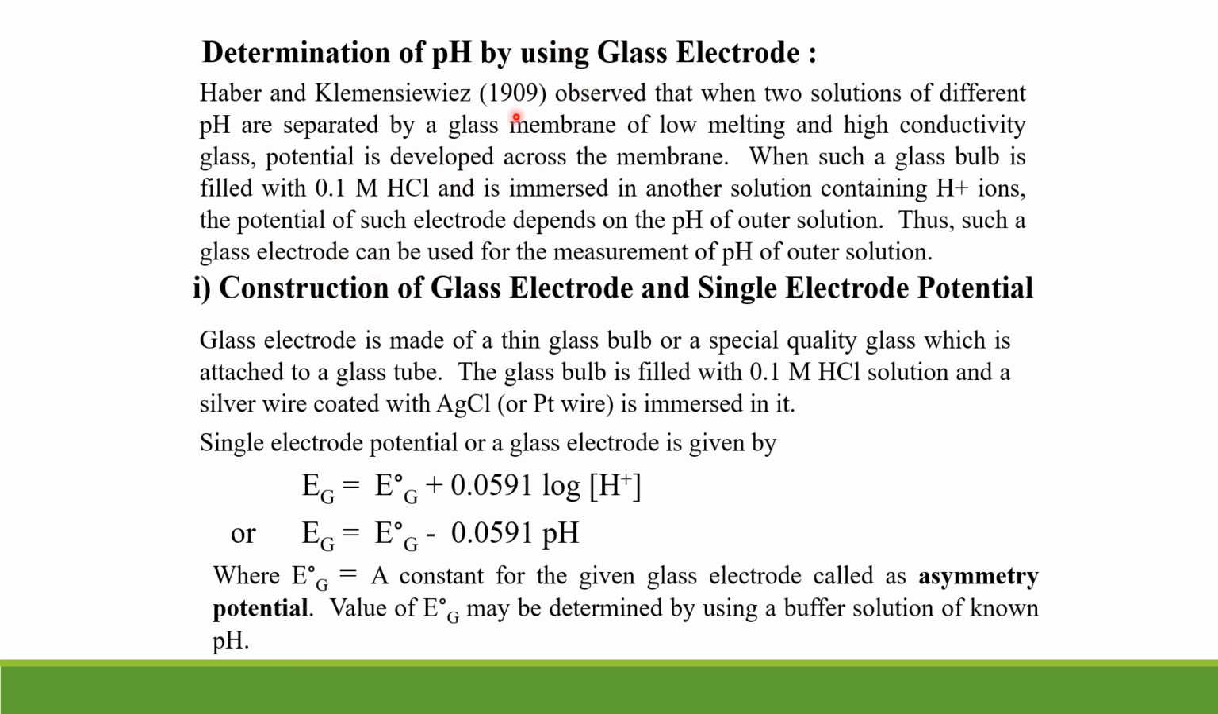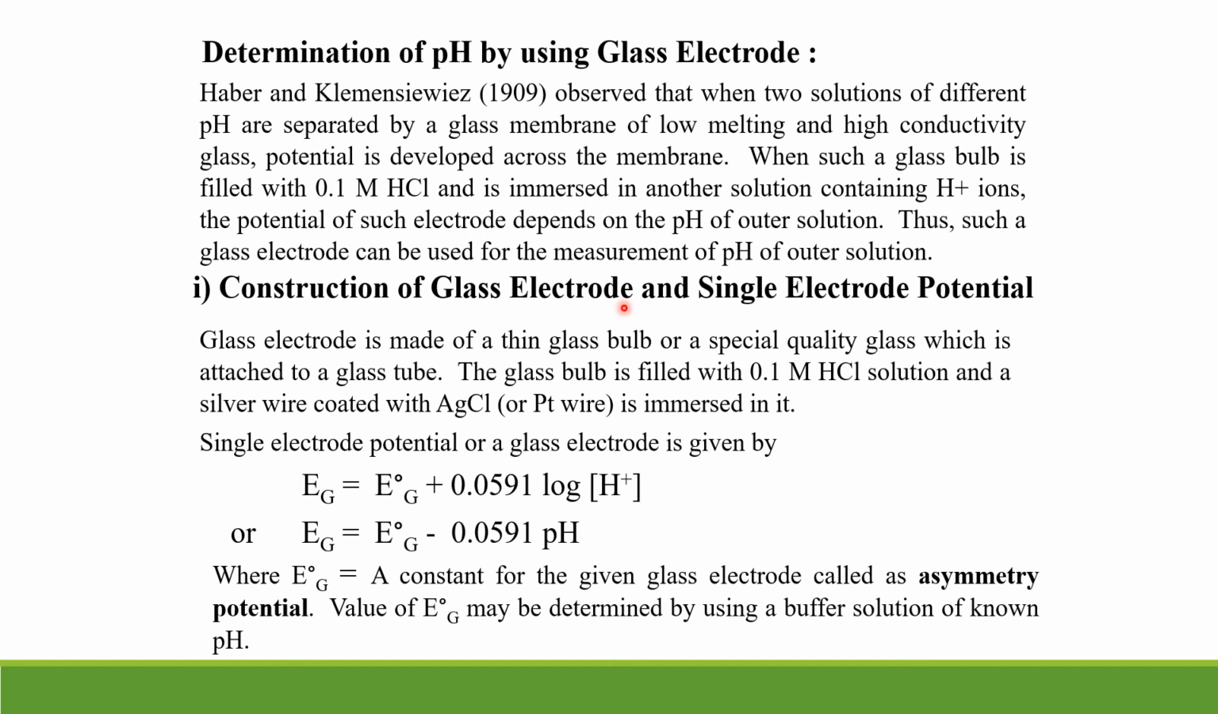Now we will determine the pH by using the third type of electrode, that is, a glass electrode. When two solutions of different pH are separated by a glass membrane of low melting point and high conductivity glass, potential is developed across the membrane. This is the concept of the glass electrode. When such a glass bulb is filled with 0.1 molar HCl solution and put in another solution containing H plus ions, the potential of such an electrode depends on the pH of the outer solution in which that glass electrode is dipped. Thus, such a glass electrode can be used for the measurement of pH of the outer solution.